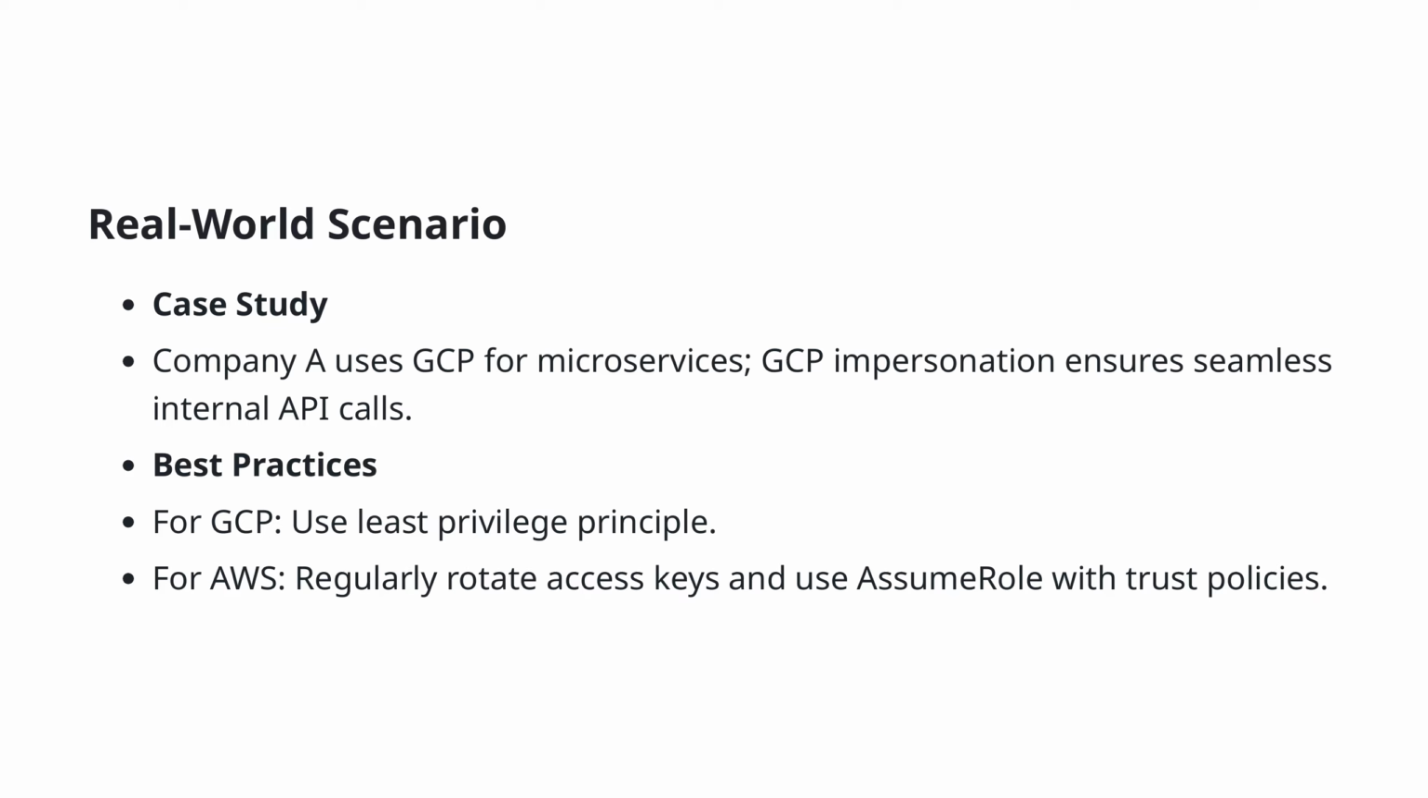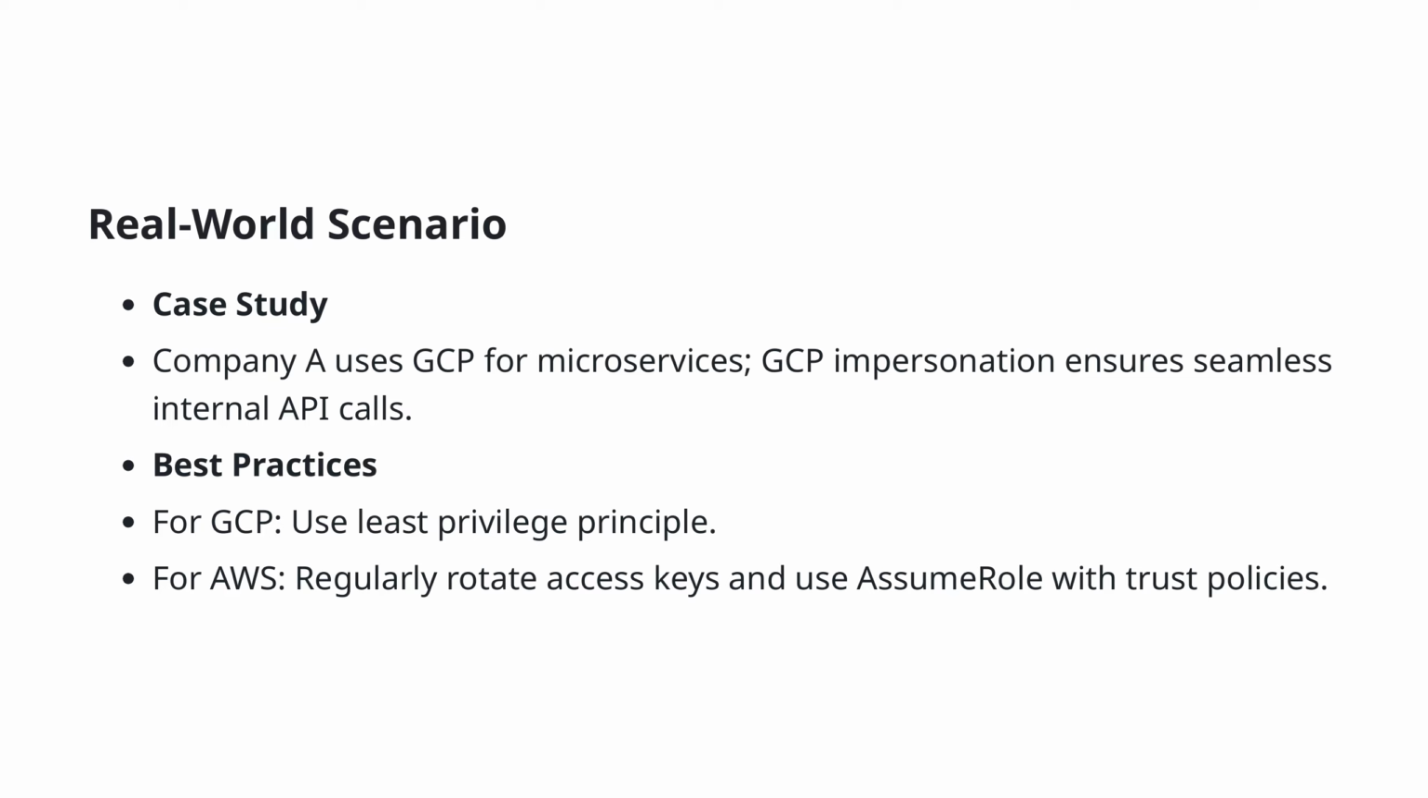Now, let's examine a real-world scenario to better understand the application of identity management within cloud environments. Consider Company A, which utilizes Google Cloud Platform, GCP, for managing its microservices. To facilitate seamless internal API communication, they employ GCP impersonation. This approach allows them to efficiently manage identities without compromising security. Now, in terms of best practices, when working with GCP, it's essential to apply the principle of least privilege. This means granting only the necessary permissions needed to perform a task, thereby reducing the risk of unauthorized access.